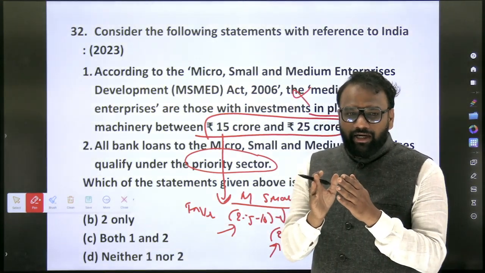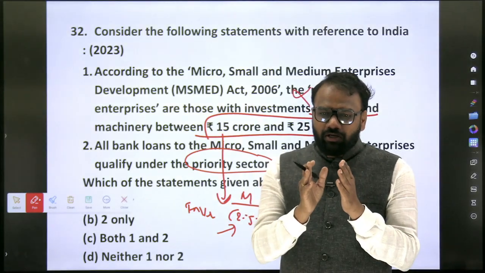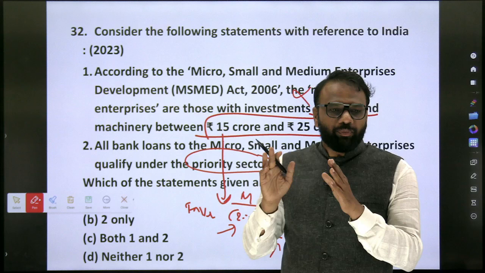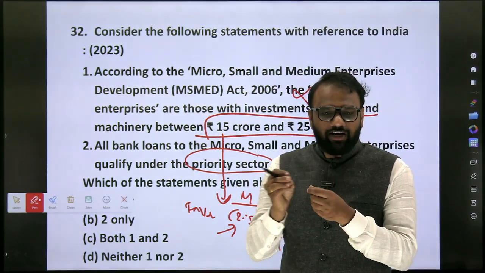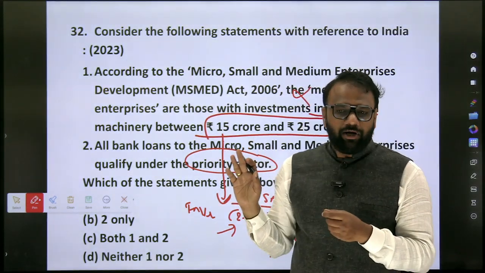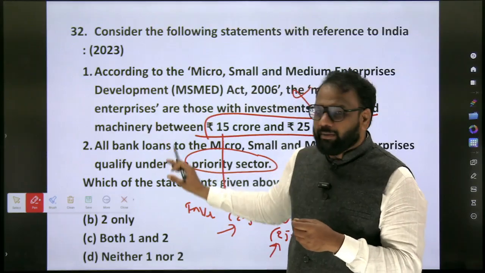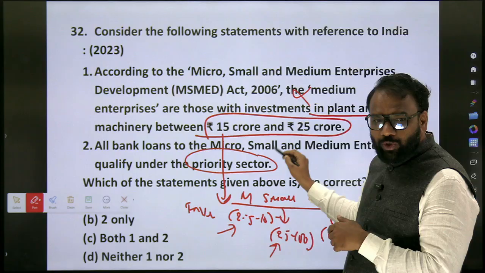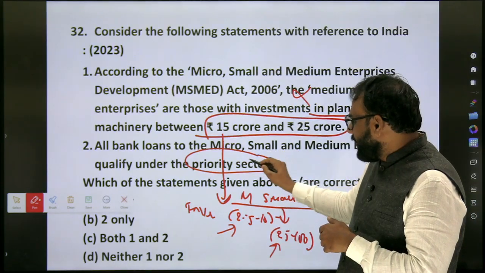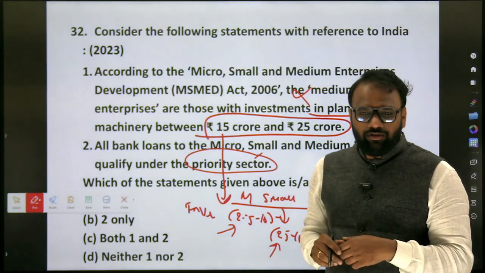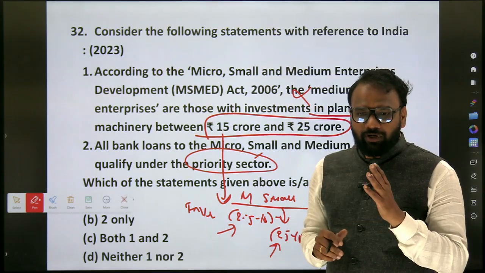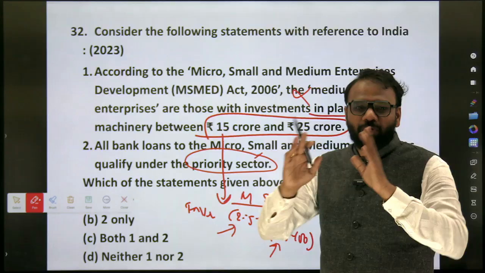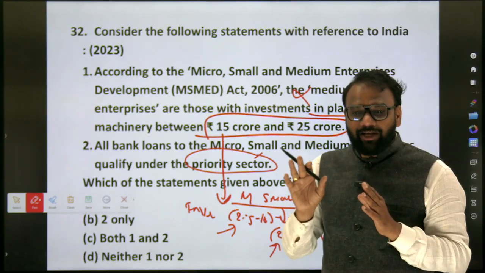It means the bank has to show the RBI that it has satisfied the priority sector requirement. So it can give the whole amount to MSMEs, and it can say that it has qualified under priority sector lending. Now, based on this statement, if I make a statement like all bank loans to students qualify under the priority sector, true or false? False. It will be false, because as per RBI rules and regulations, if you give all the loan only to students, all the loan will not be considered as priority sector.